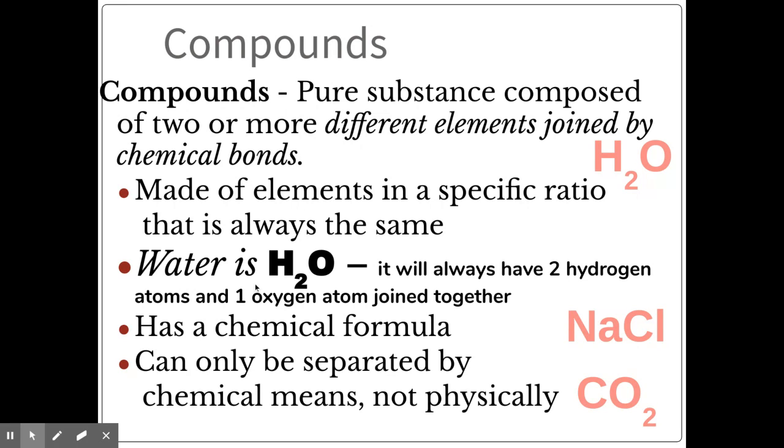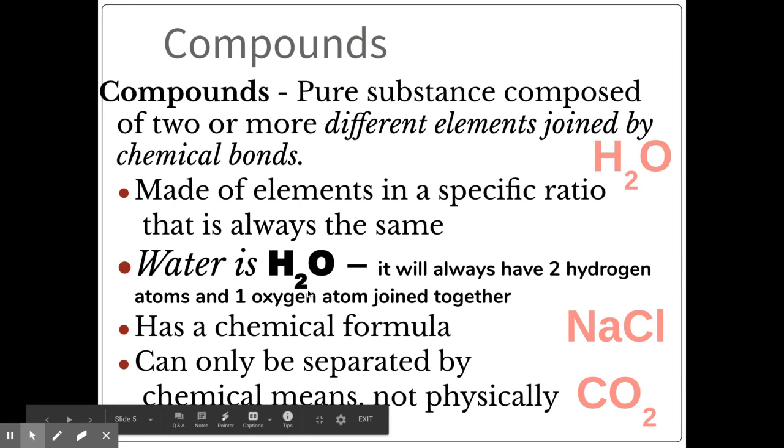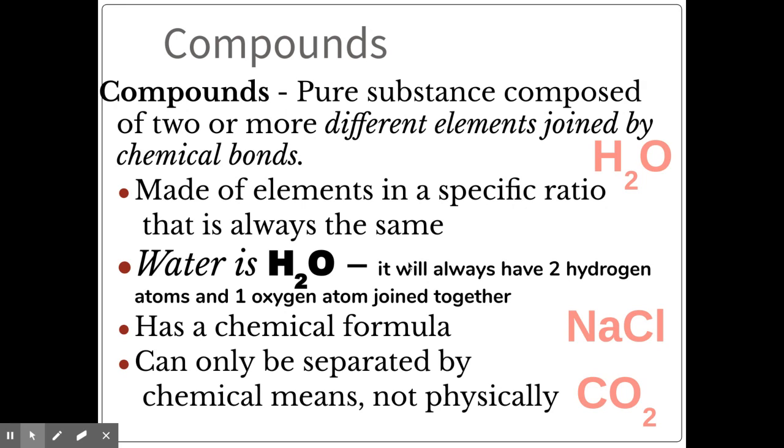For instance, water, H2O, will always have two hydrogen atoms and one oxygen atom joined together. You're never going to find it as H2O2, that's hydrogen peroxide, the brown bottle of bubbly stuff you put in your cuts. You're never going to find it as HO2. It's always going to be two hydrogens, one oxygen. Because of that, it has a specific chemical formula. For water, the chemical formula is H2O. And it can only be separated by chemical means, not physically broken apart. In other words, you need a chemical reaction to separate the elements in a compound.